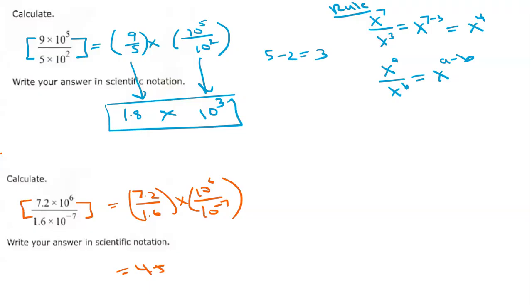Now this one we have 6 over here, right? So we're going to subtract. So it'll be 6 minus, then don't forget the other negative here. Okay? So again, when we're dividing, we subtract the powers. So we have 6 minus the negative 7. Okay? So the two negatives is going to give us a positive. So that will be 13. So this will be 4.5 times 10 to the 13th power.